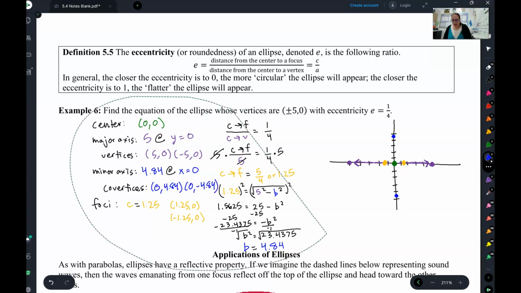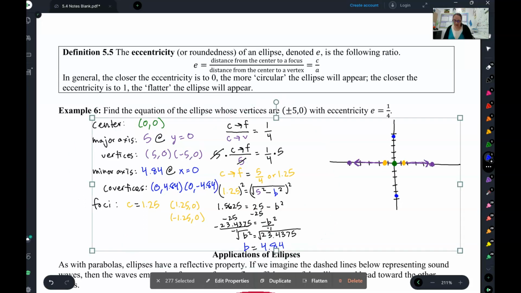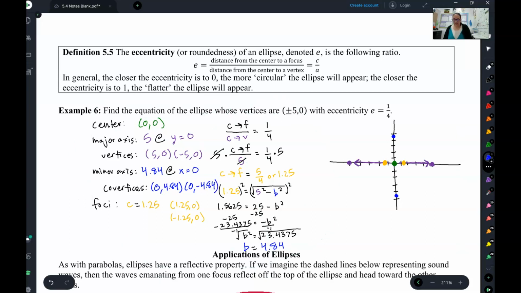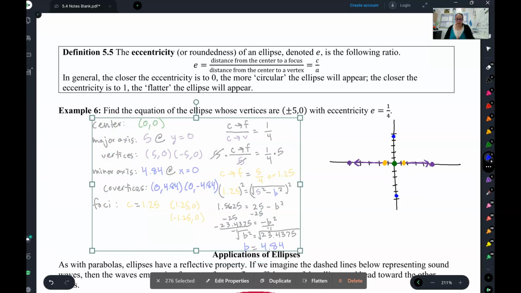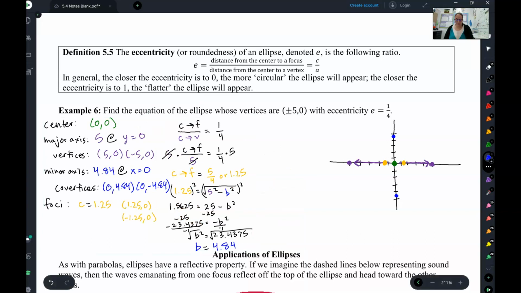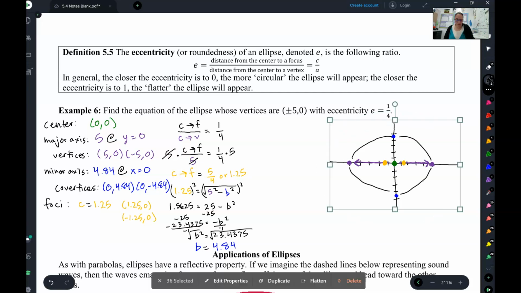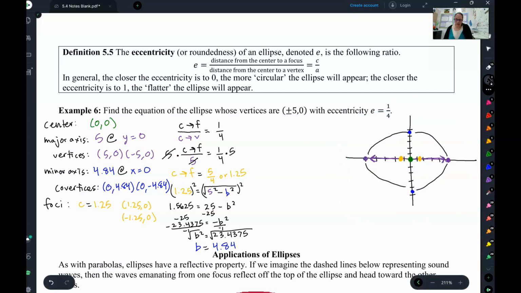Now, keep in mind, I am not actually done yet because this is just graphing, but I was not asked to graph this problem. I was asked to come up with the equation. So now that I have all this information, now that I've graphed it, I know what this ellipse looks like. I used the eccentricity to come up with all the stuff I needed to know. Now my last step is to actually come up with my equation.